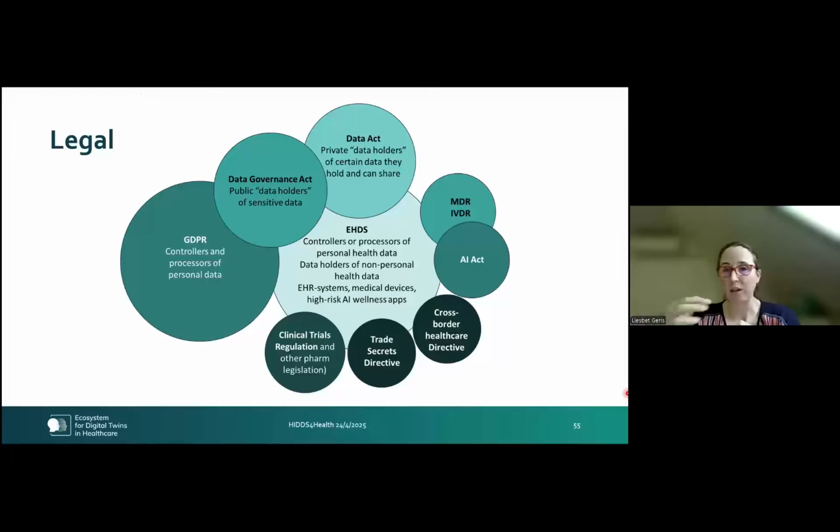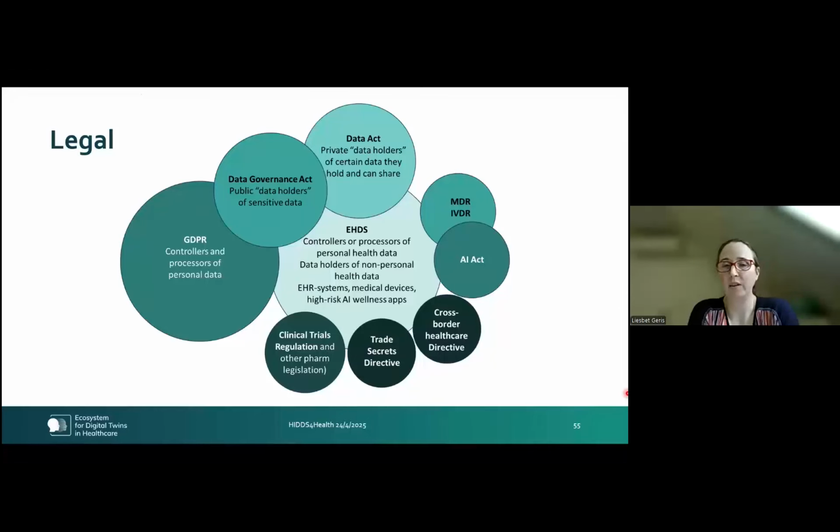There's also the medical device regulation and the in vitro diagnostic medical device regulation, that mention in silico, but that would actually be interacting or overlapping with the AI Act when we're talking about modeling and simulation for healthcare. Other than that, you have, of course, the Cross-Border Health Directive, the Trade Secrets Directive, and the clinical trial regulation that also requires maybe some updates.